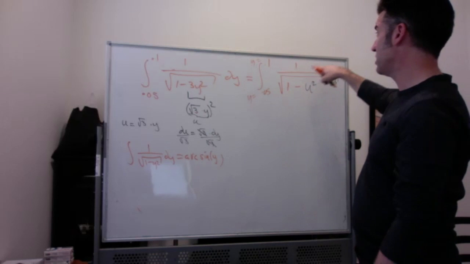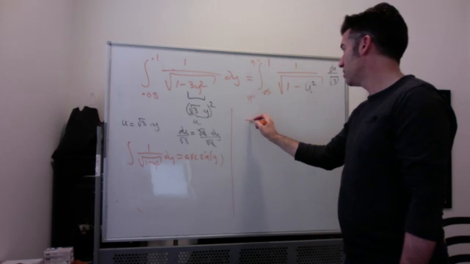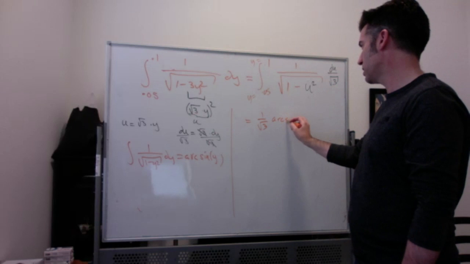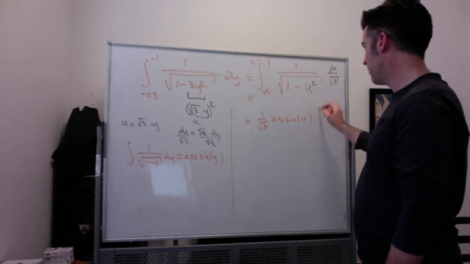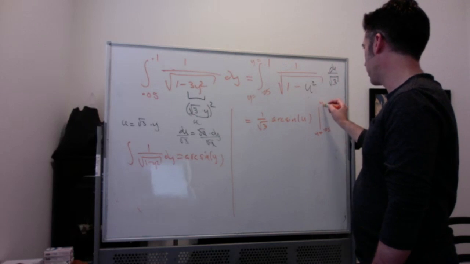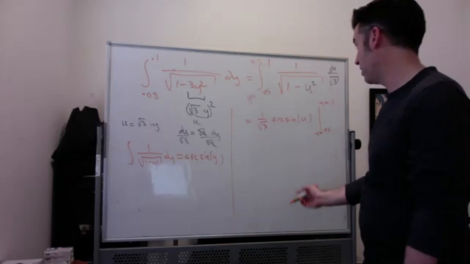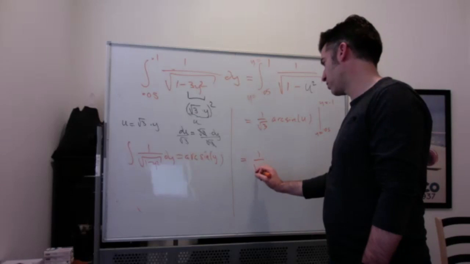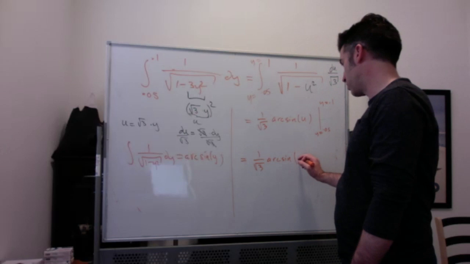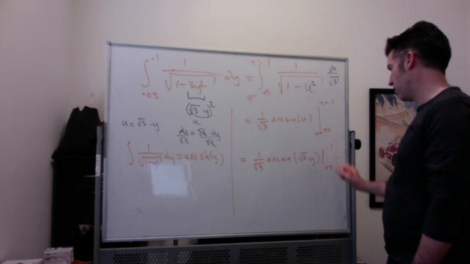So we're going to integrate this. This is going to be the arc sine of u, or the inverse sine of u. So it's going to be 1 over root 3 times the arc sine of u, evaluating between these two things. Y equals 0.05, y equals 0.1. And then finally, we're going to plug back in that u is equal to root 3 times y. So we actually end up getting 1 over root 3 times the arc sine of root 3 times y from 0.05 to 0.1.